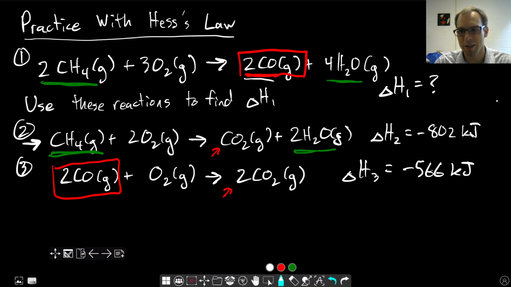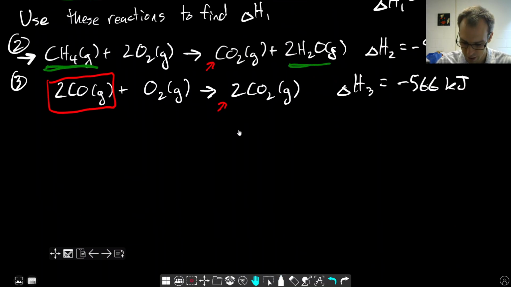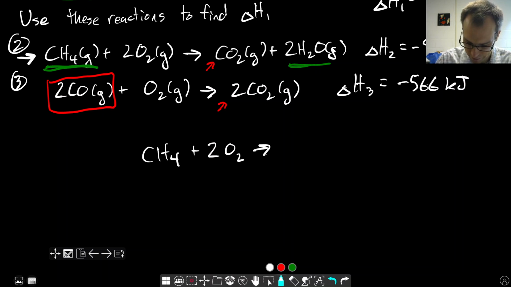Equation 3, on the other hand, has stuff on the wrong side of the equation. We need carbon monoxide specifically to be on the product side. And this is the only place it shows up in either equation 2 or 3, so we're going to have to swap those around. So let's go ahead and write these equations with those swaps done. So we'll leave equation 2 as is. I'm going to leave off the states of matter just to make it a little bit shorter to write. So equation 2 we'll leave as is.